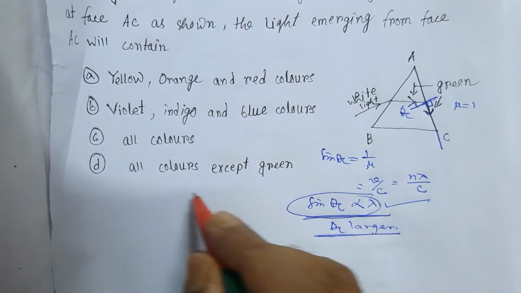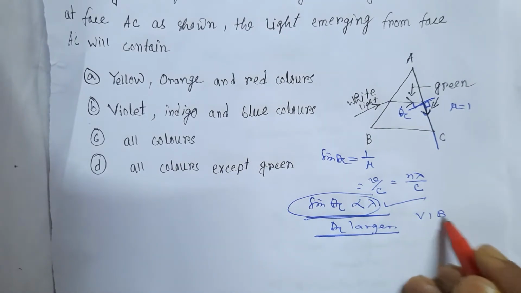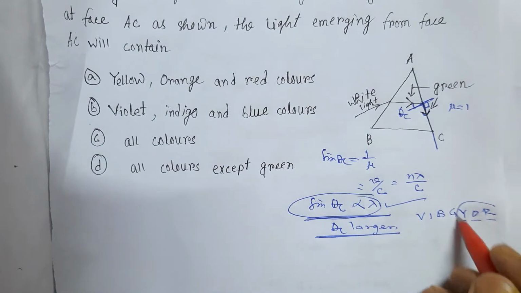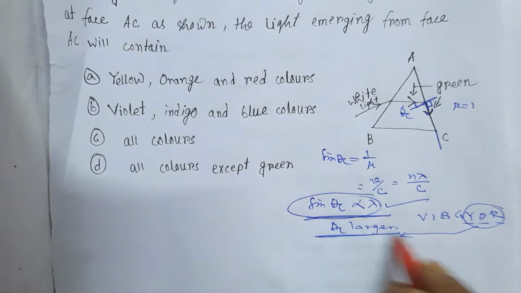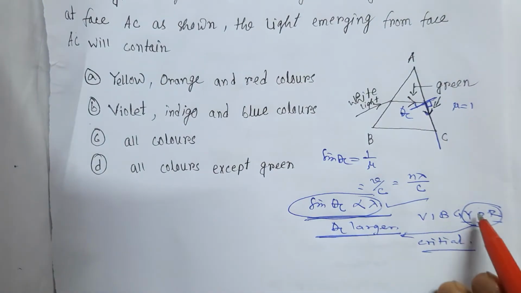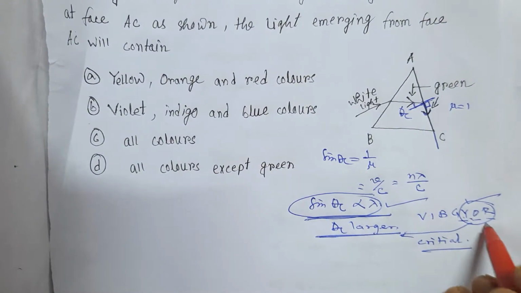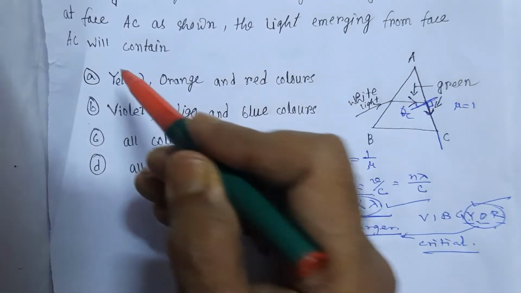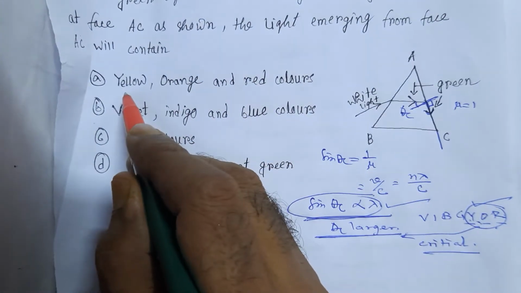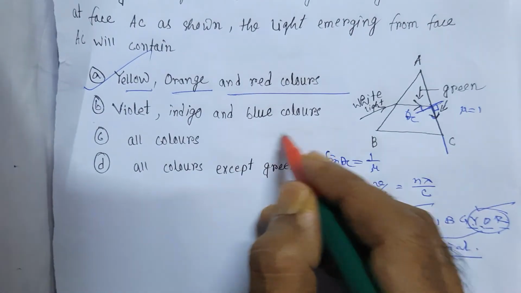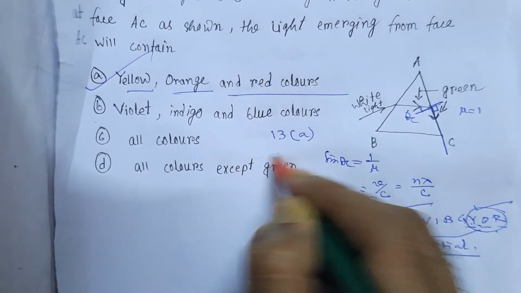That is, from green, we know VIBGYOR: violet, indigo, blue, green, yellow, orange, red. So yellow, orange and red having greater critical angle will come out of the surface. So yellow, orange and red colored light will emerge out of the second surface. So the light emerging from the surface will contain yellow, orange and red colors. A is the correct option. So the correct answer to question number 13 is A.